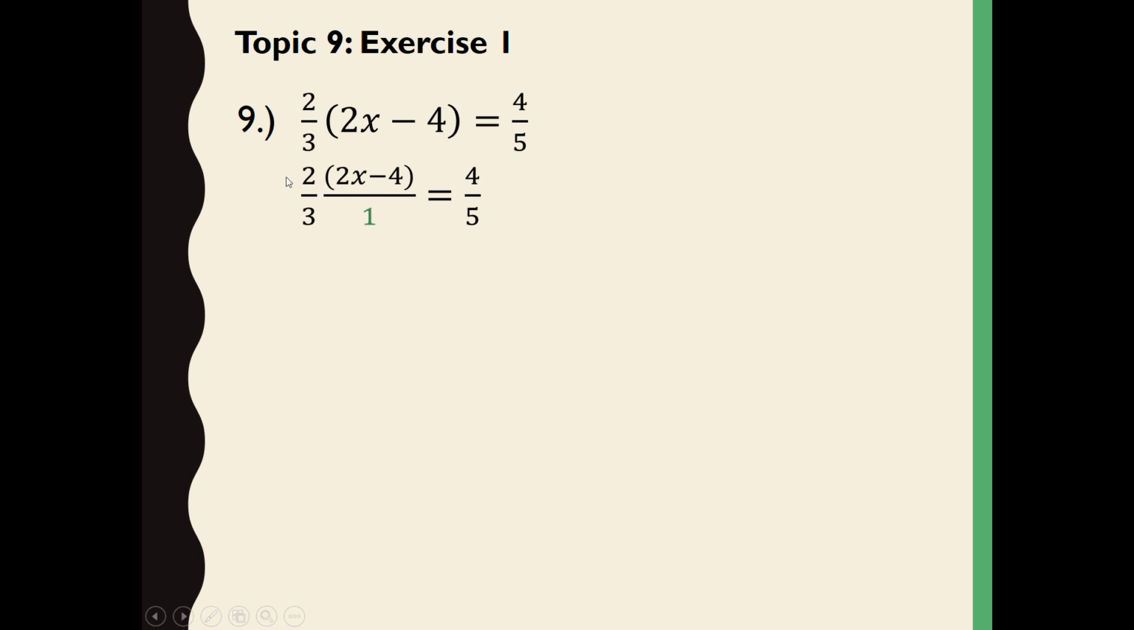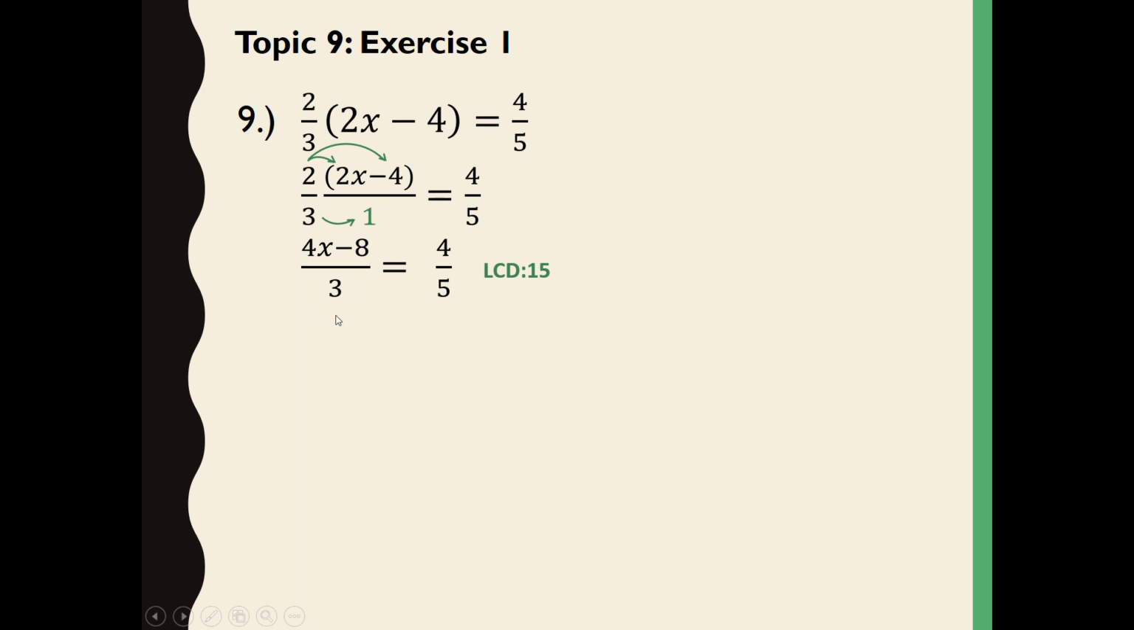So when I multiply fractions, I'm going to multiply my numerators by my numerators and denominators by denominators. So I'm going to say 2 times 2x, 2 times negative 4, and then at the bottom, I'm just going to say 3 times 1. Okay, so if you do that, that's what you're going to get. So 4x minus 8 over 3 is equal to 4 over 5. Next, I would need to find an LCD, which I can see there is going to be 15.